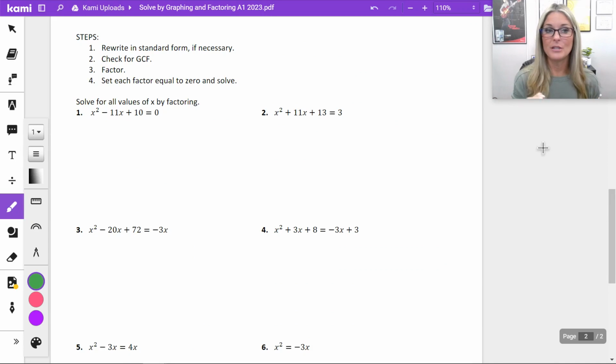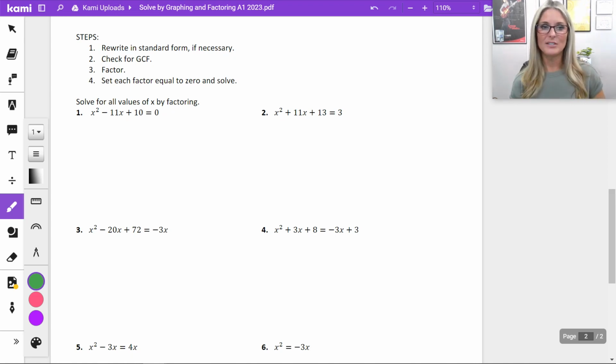Page 2 has those steps written out. Number 1, we're going to make sure that our quadratic is in standard form, meaning that it is equal to 0 before we begin. Number 2, check for a GCF. Sometimes our numbers are really big and we can actually make them smaller and easier to work with if we just eliminate a greatest common factor. Step 3, we're going to factor whatever's left over that cannot be reduced with a greatest common factor. And then number 4, we'll set each factor equal to 0 and solve.